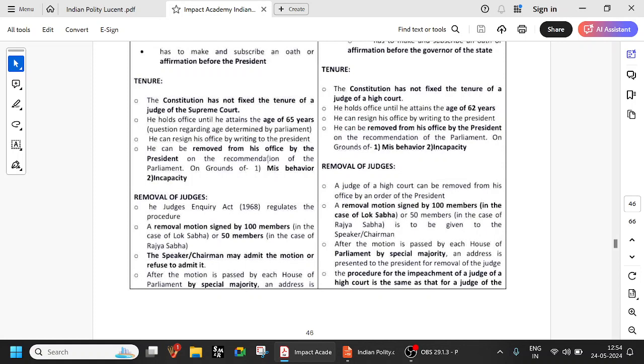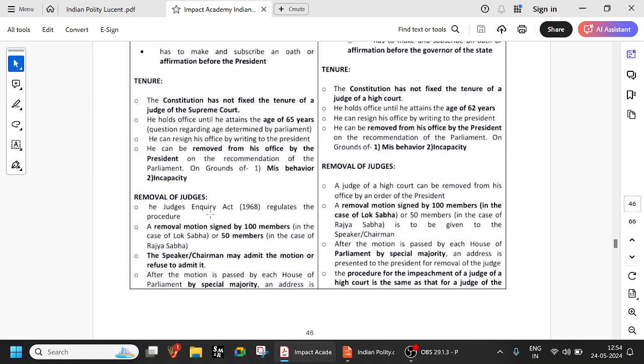And we have seen the resolution with 100 members from the Lok Sabha or 50 from the Rajya Sabha. Here the Constitution has again not fixed the tenure. Here it is about 62 years, 65, 62. Try to remember that. He can resign by writing to the President, not to the Governor or Chief Justice. In both cases, the President. He can be removed from his office by the President on the recommendation of the Parliament on grounds of misbehavior or incapacity. So whether it is a High Court judge or the Supreme Court judge, he has to go through the impeachment procedure. Simply, you cannot remove him.